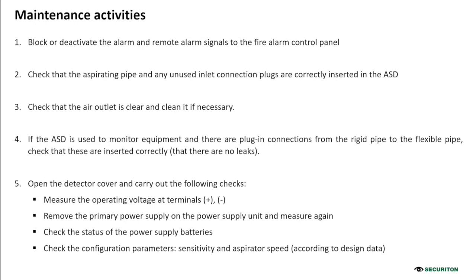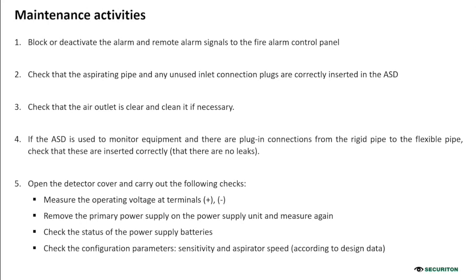So you need to measure the operating voltage and check if it is in the correct range. You know that nominal voltage is 24 volts for this unit. Then you need to remove the primary power supply on the power supply unit and measure again to check also if the power supply works well. You need as well to check the status of the batteries inside of the power supply.